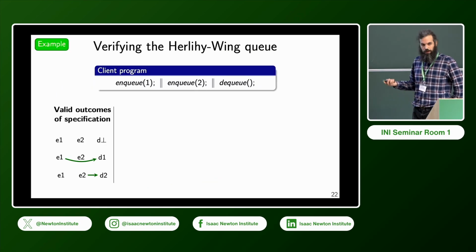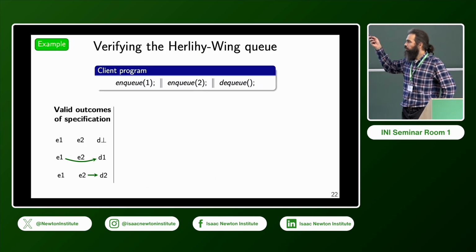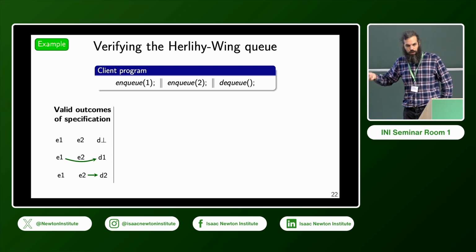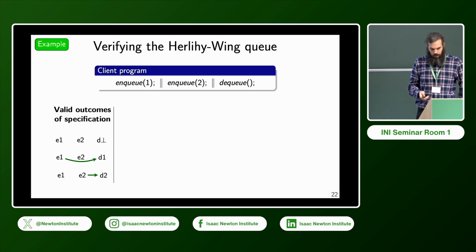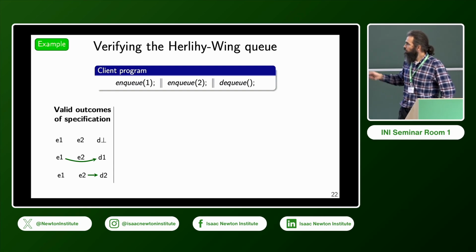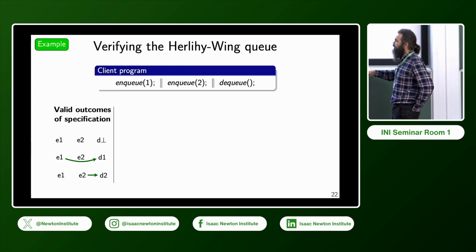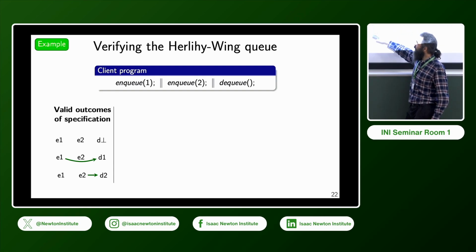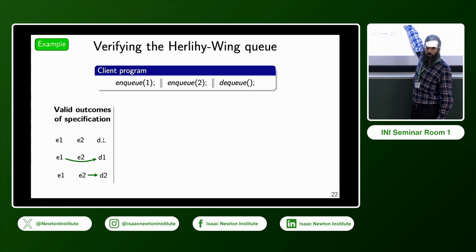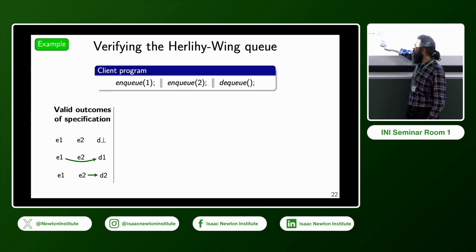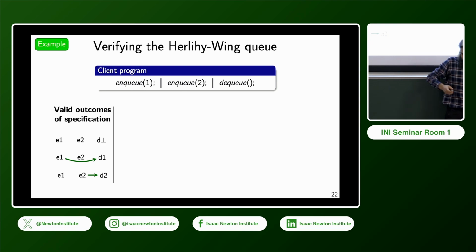So let me give you a simple example. It's the Herlihy-Wing queue. I will not show the code, I'll roughly show what it does, and a tiny client program. If you analyze the specification here, you'll see that there are three possible outcomes. Either the DQ returns empty, or 1, the first element, or the element of the second DQ. And these two induce a certain synchronization.